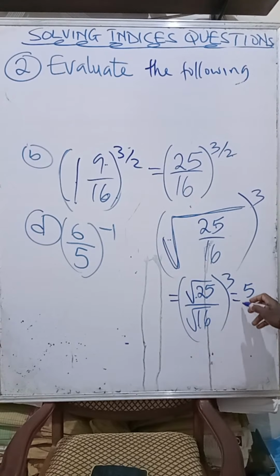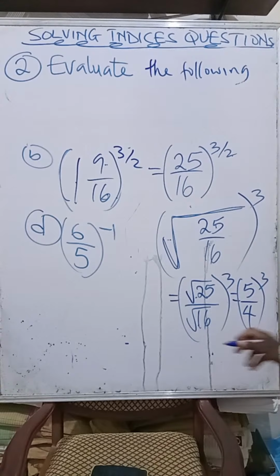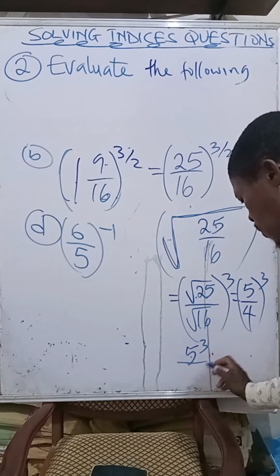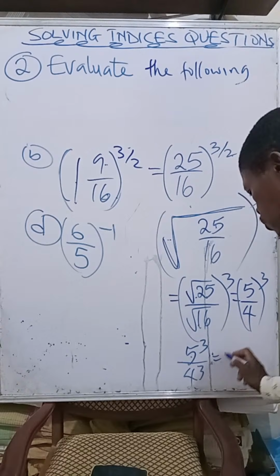Square root of 16 is 4. And then all to power 3. So that is 5 cube over what? 4 cube, which is 125 over 64.